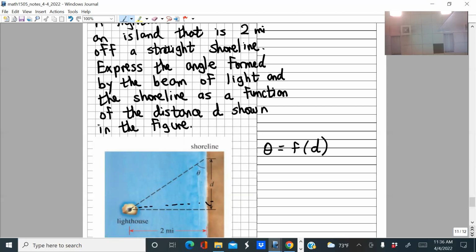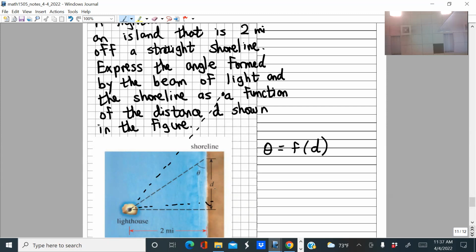But as you go further up on the shoreline, the smaller this angle becomes, right? This angle between the beam of light and the shoreline. If you were to move way up here along the shoreline, then the angle would be even smaller. So at different distances, you get different angles in this right triangle, correct?